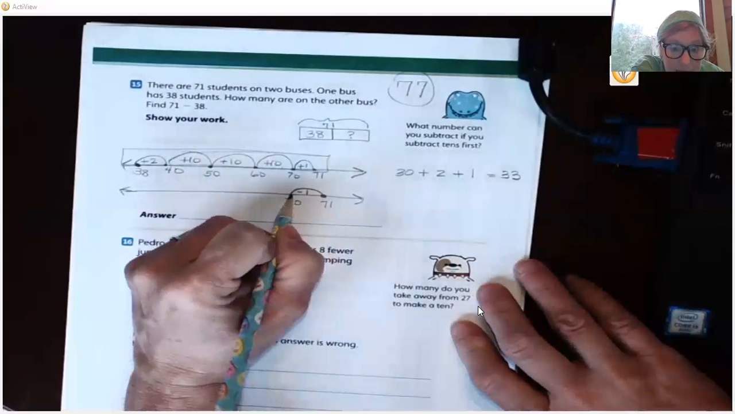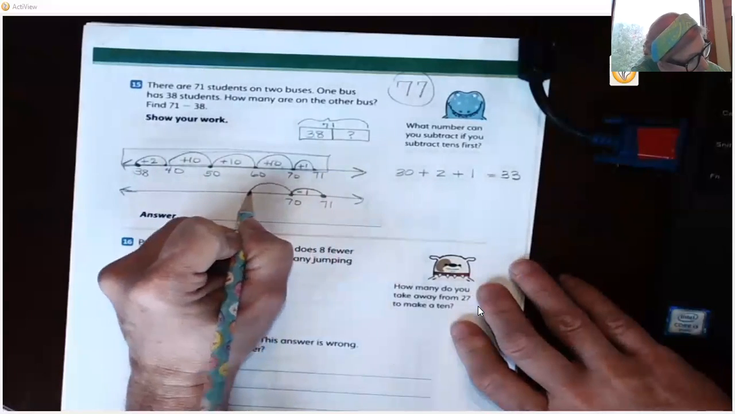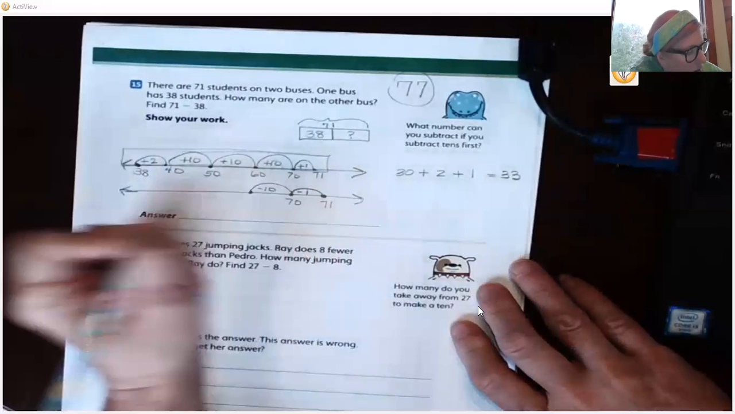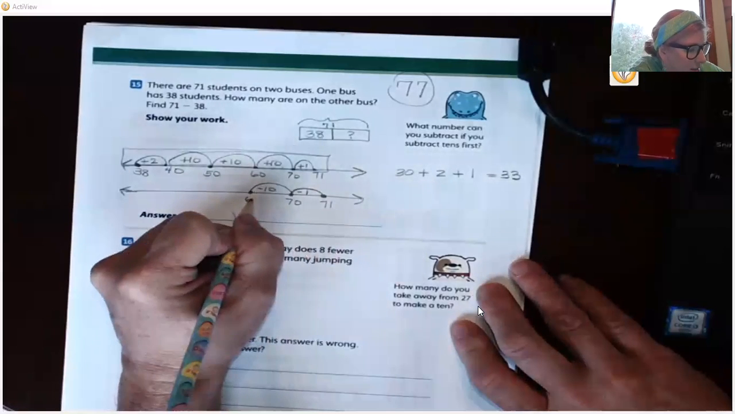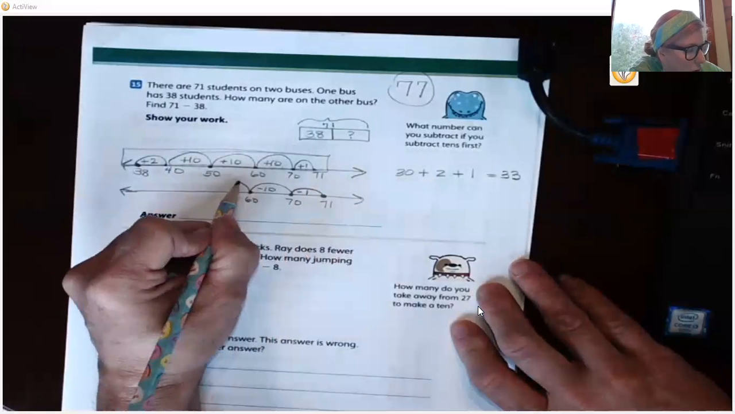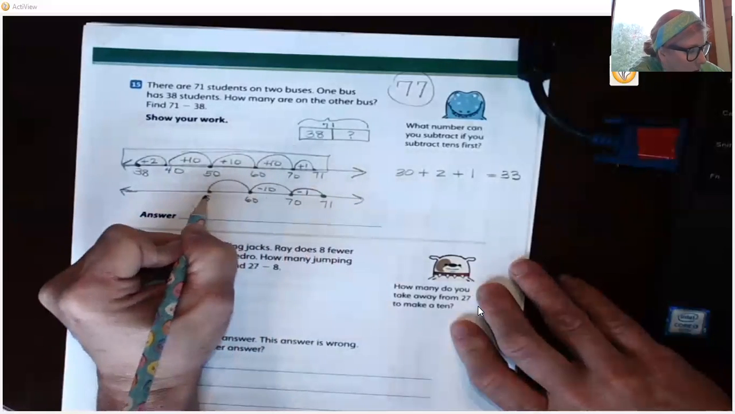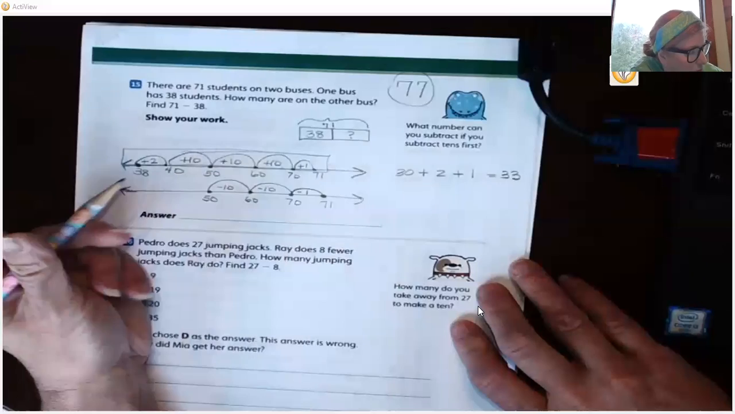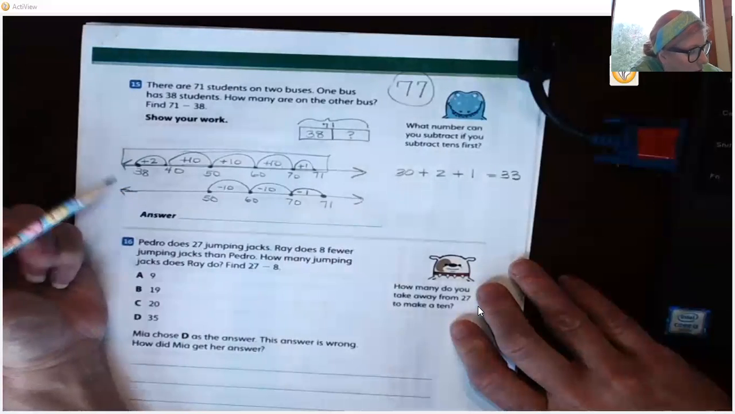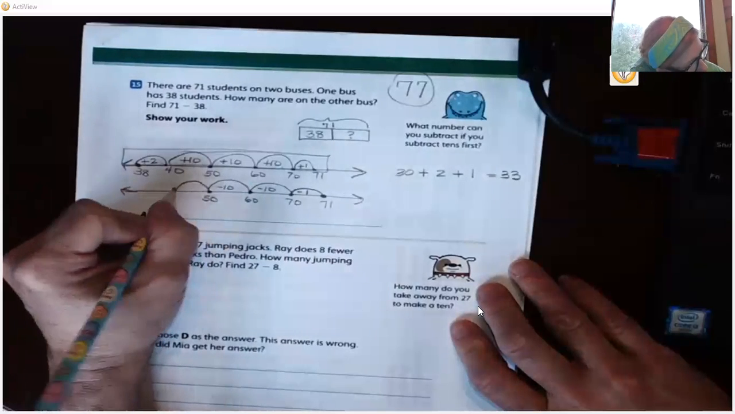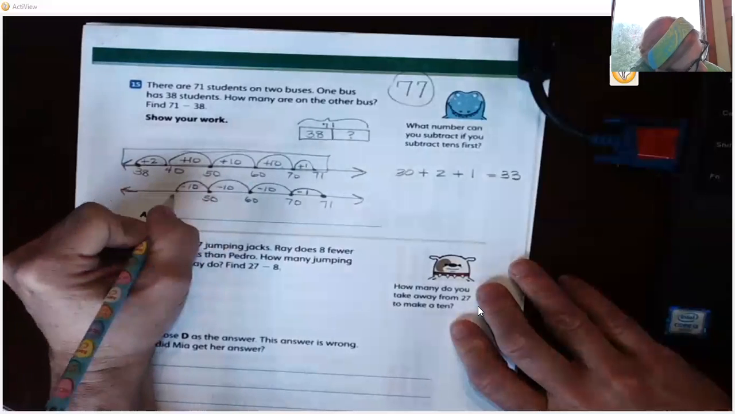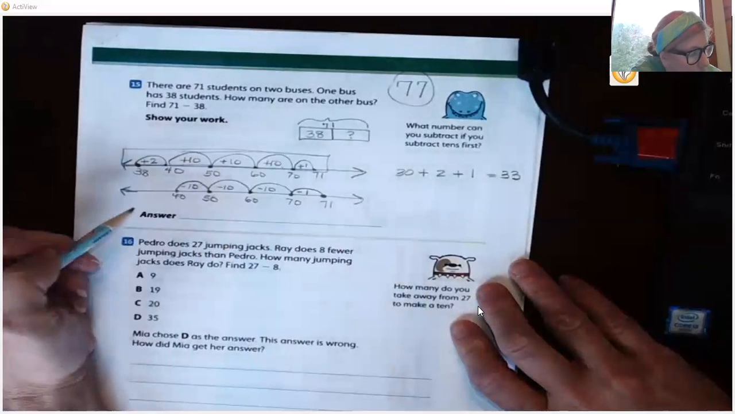So we're at 70, we're trying to get to 38. Can we go back 10? Yes. So we go back 10, and we end up at 60. We can go back 10 again. We end up at 50. We're going to 38. We can go back 10 again. We end up at 40. Can we go back 10 again?